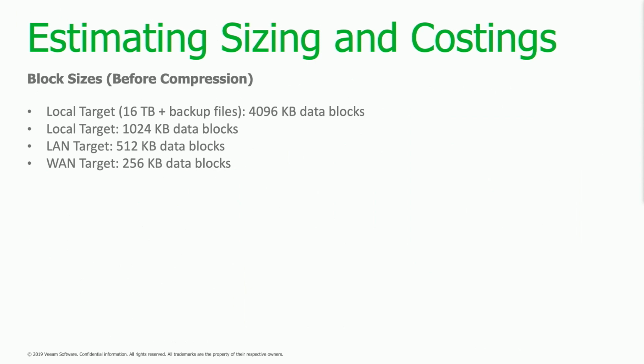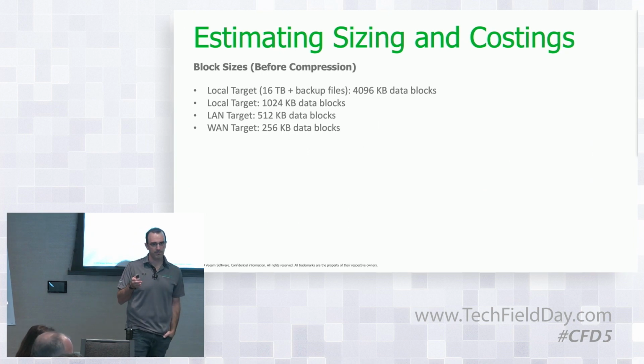So if you've set your backup job for WAN, it's going to be 256. That's before compression, so when we compress it, it's obviously going to be about half that. We get about 50 to 60% compression in our technology. So effectively, the majority of people are going to be looking at about 512K block sizes when they ship that data up.